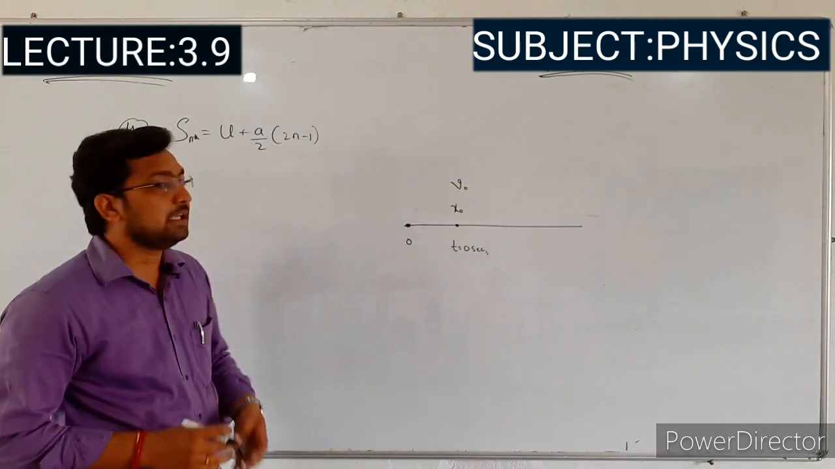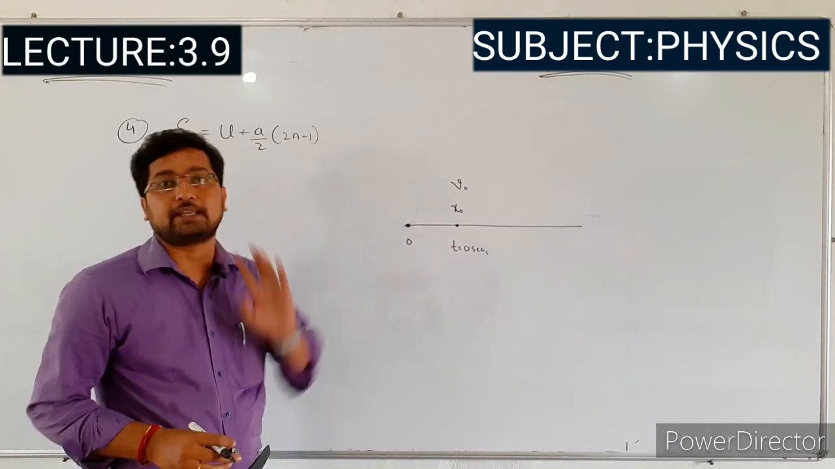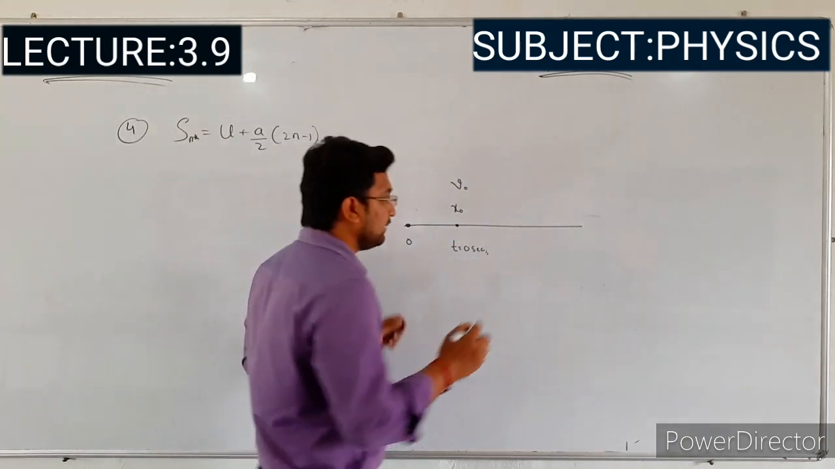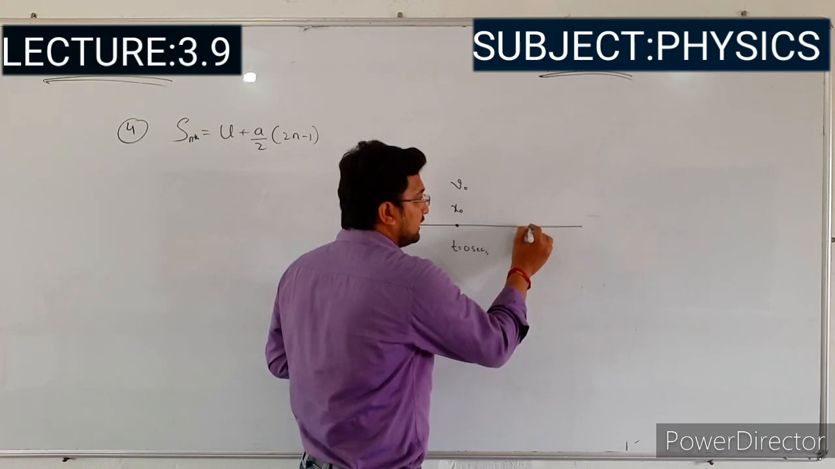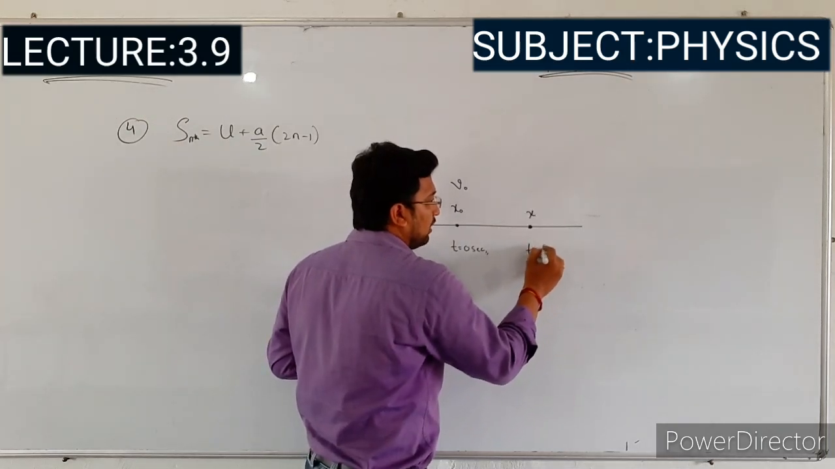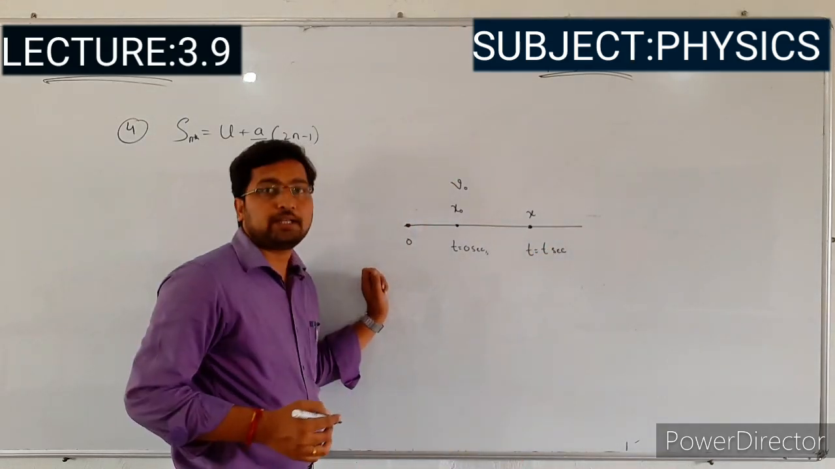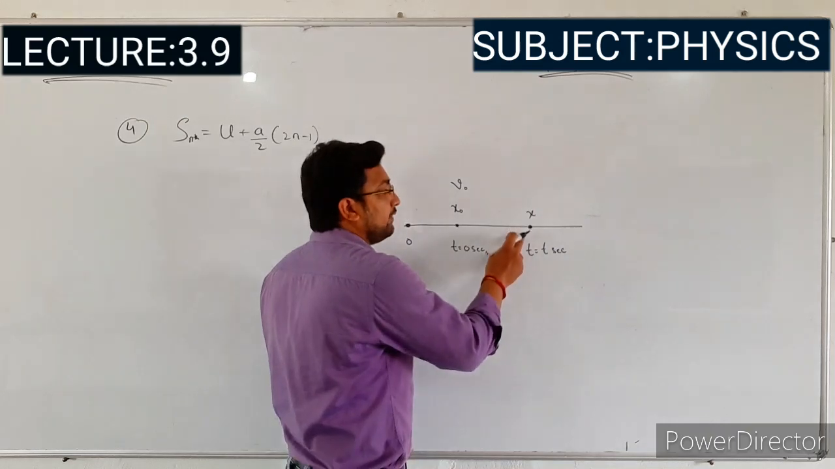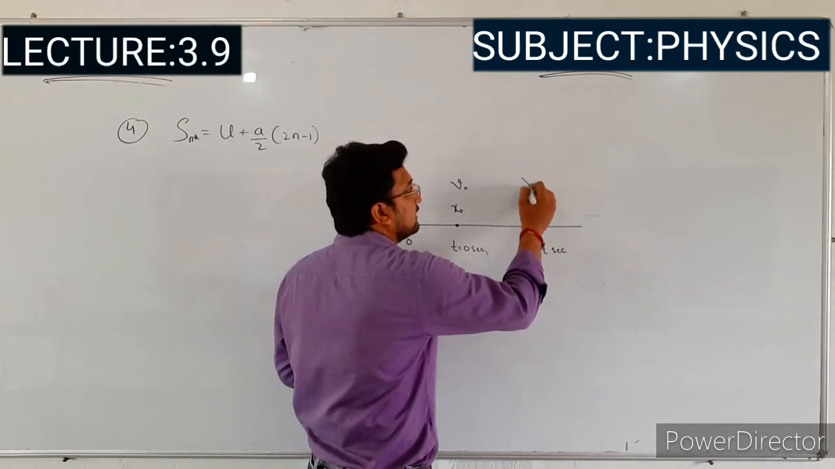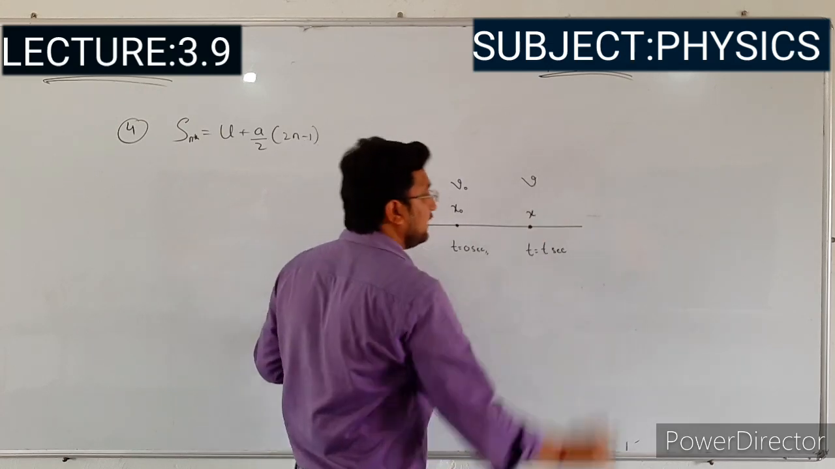V naught indicates the velocity of the object at the time of 0 seconds. After some time, the position of the object is x at the time t equal to t seconds. The velocity of the object at this point is v.